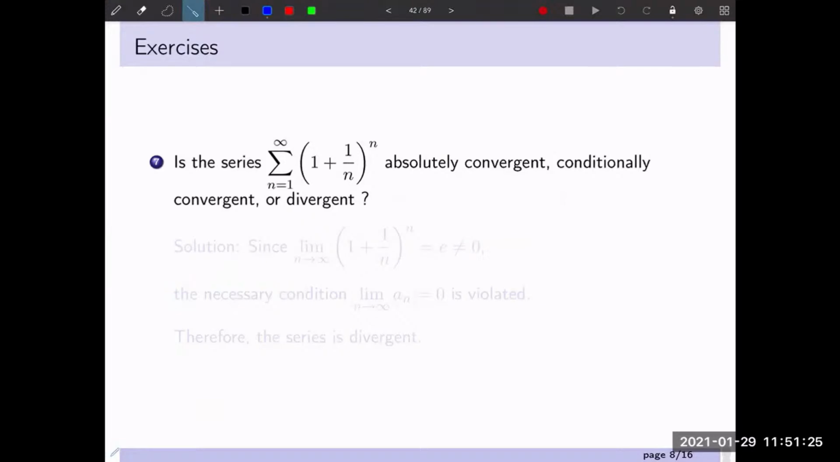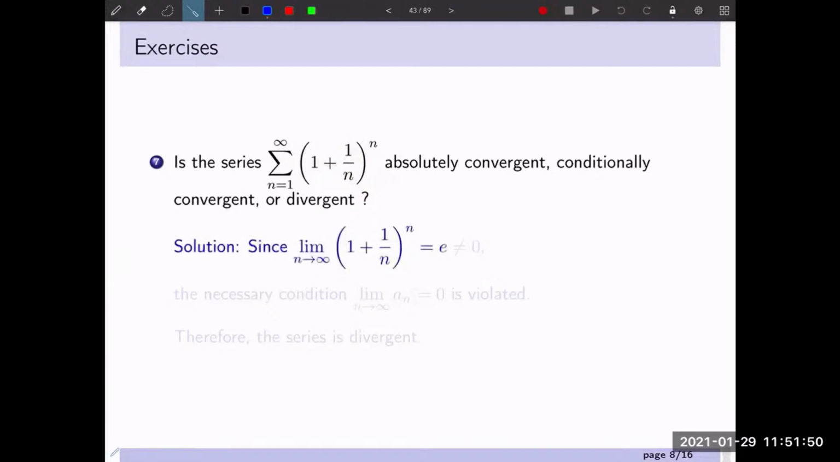Now, how about this? If you consider this, first, what is this term? This is roughly 1 plus something. 1 plus something is not small, right? If this is not small, it does not tend to 0. If it does not tend to 0, then the series is not convergent.